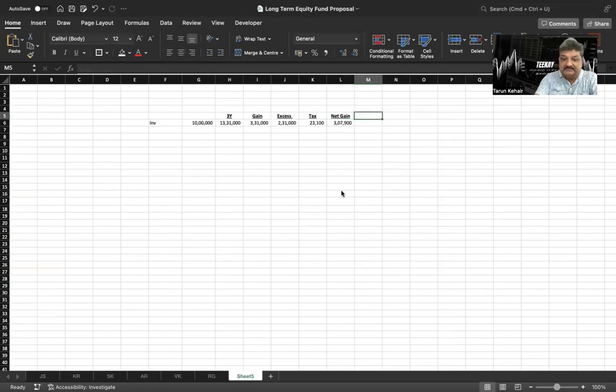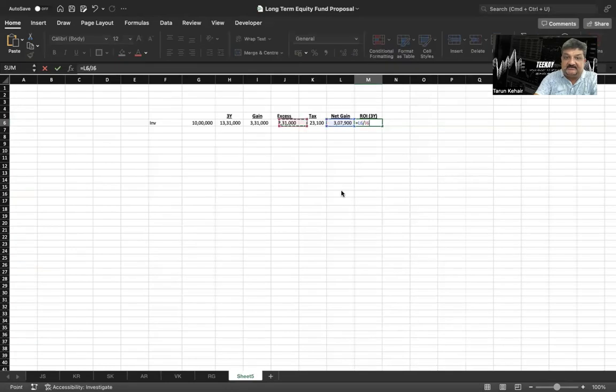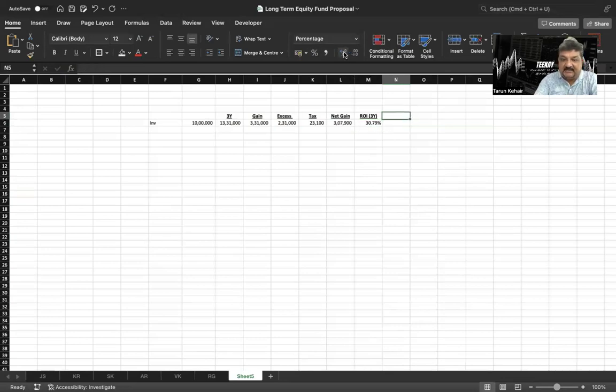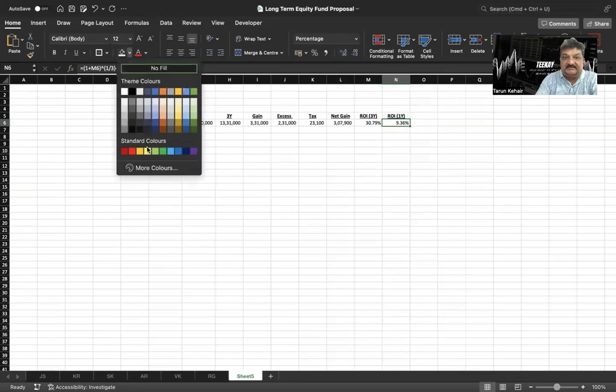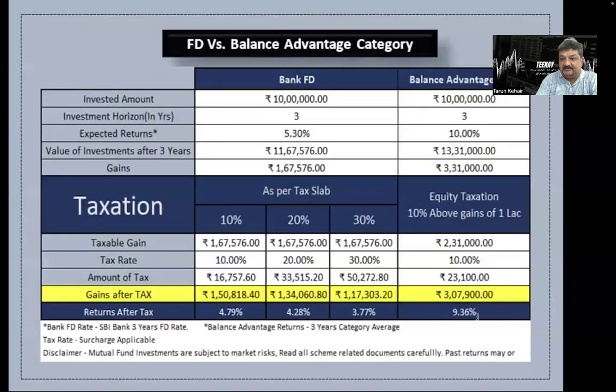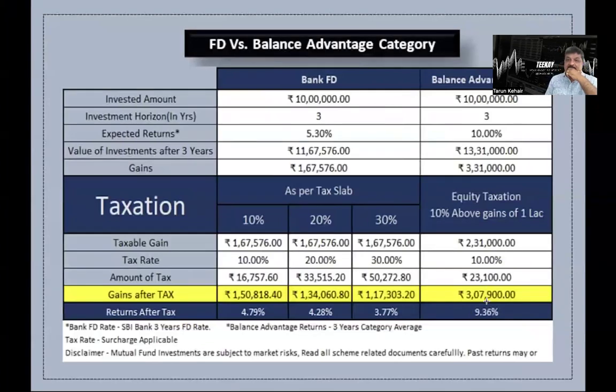So the net gain that the investor would make would be 331 minus 23,100, which is 3,07,900. So if you take your ROI over a 3-year period, it becomes 307,900 divided by your investment of 10 lakhs. Converted to percentage, it is 30.79%. But if you want the annualized ROI, which is a 1-year ROI, we can annualize this: 1 plus the 3-year return to the power of 1 by 3, minus 1, which comes to 9.36% here. And this is the same 9.36% that you're seeing on the slide here, okay?